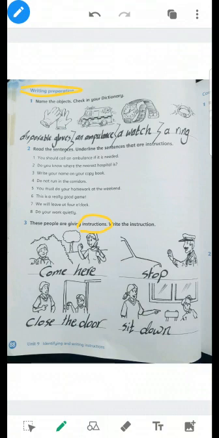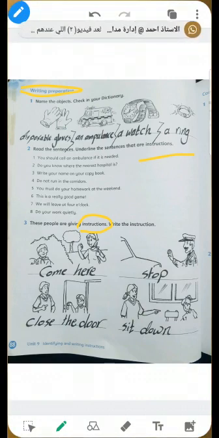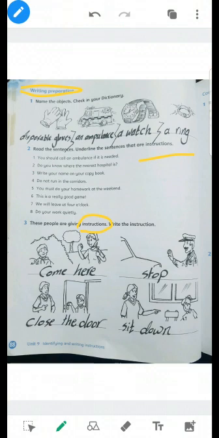Number 2, read these sentences. Underline the sentences that are instructions. Concentrate on the word instructions. We said it is a sentence that starts either with an infinitive verb or with don't plus verb 1. Okay. Number 1, you should call an ambulance if it's needed. We started with subject plus should. This is advice, not an instruction. So it's not an instruction.